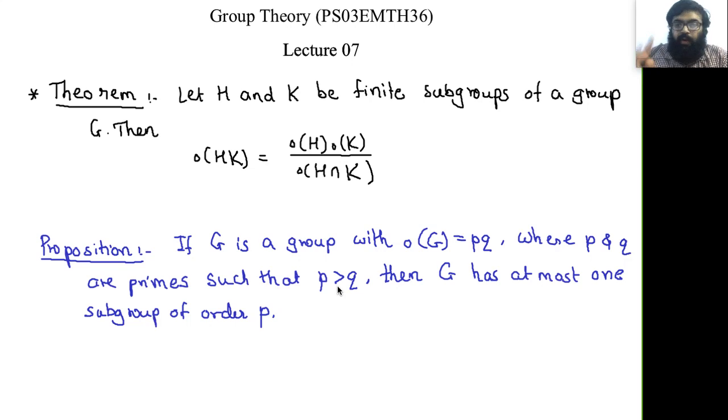What we are going to prove after two lectures is that it has at least one subgroup of order p. So if you combine these two results, consequently we can say that G has exactly one subgroup of order p. So this is an interesting result, and this one, at most one subgroup of order p, follows from the theorem which I have written on the top. So let us first prove this.